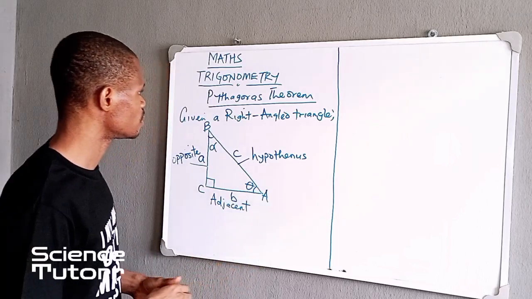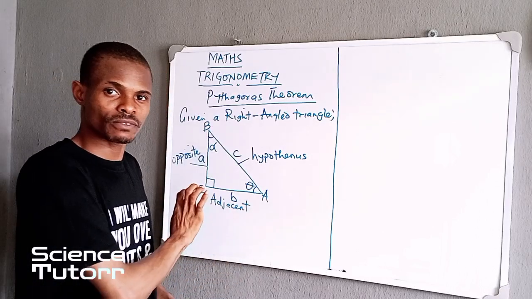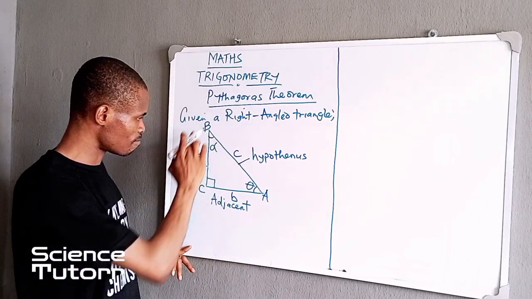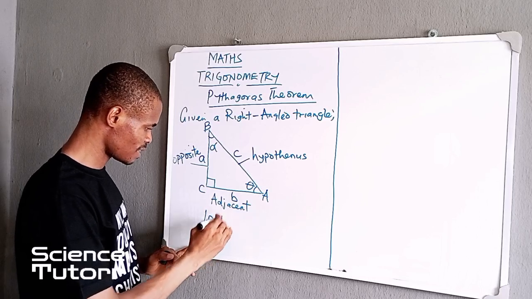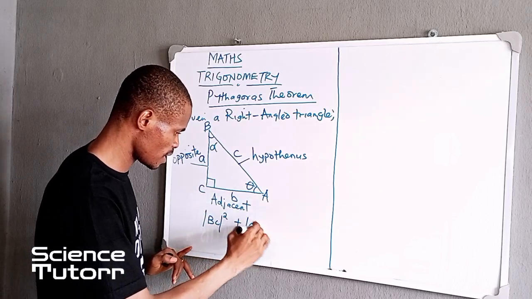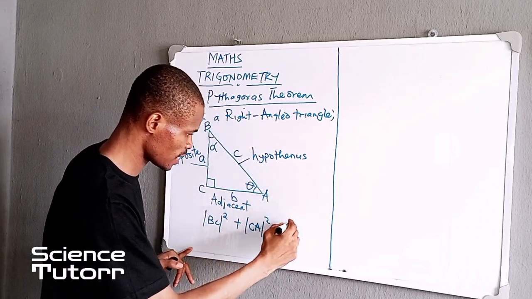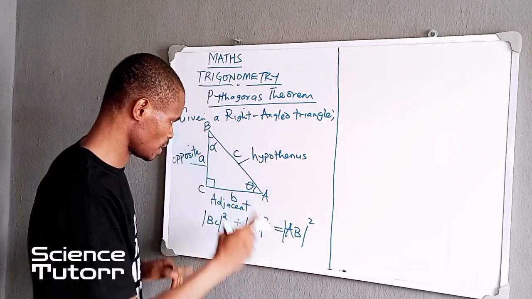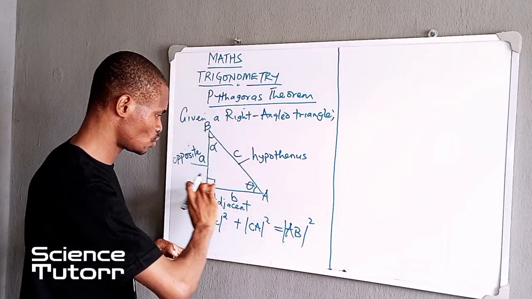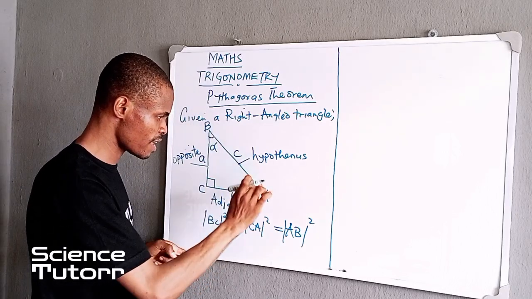Now, how do we derive the Pythagoras Theorem? The Pythagoras Theorem simply states that the sum of the squares of the two short sides equates the square of the longest side. What does that mean? It simply means that I have length BC. So the length of BC all square plus the length of CA all square will equate the longest side, which is BA. So it's going to give me length AB all square. The square of the length of the longest side is equal to the square of the two short sides. So BC square plus CA square equals AB square.